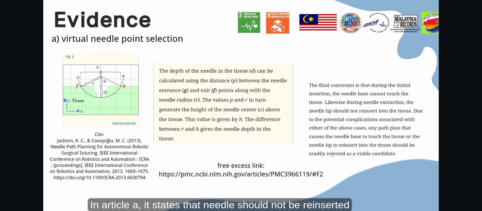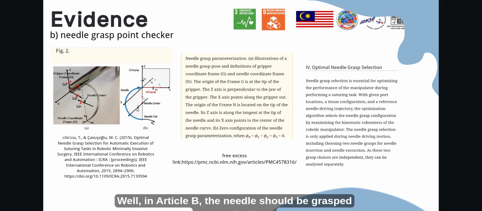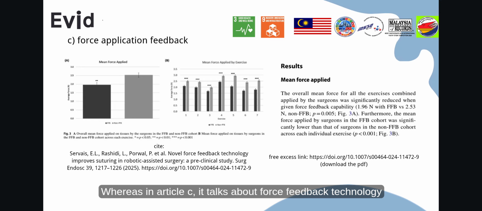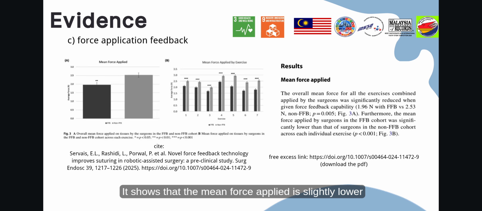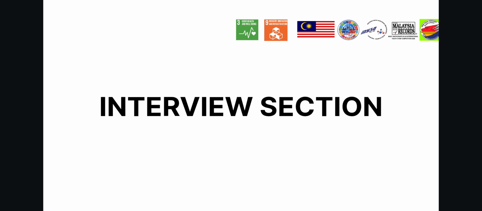In Article A, it states that the needle should not be reinserted into the tissue. It clarifies that the needle has to move in the same direction, which emphasizes that the lines of suture shall have the same height and gap to the human eye. While in Article B, the needle should be grasped appropriately to improve overall performance during a suture task. It is mainly to avoid needle slippage. Whereas Article C talks about force feedback technology. It shows that the mean force applied is slightly lower. It clarifies that the wound should receive approximately the same tension without a loose surgical knot.